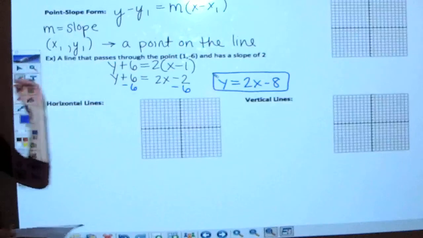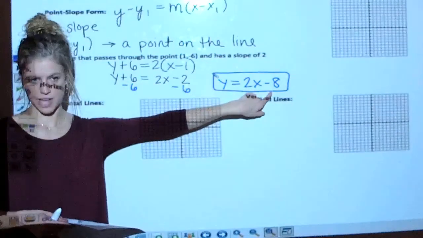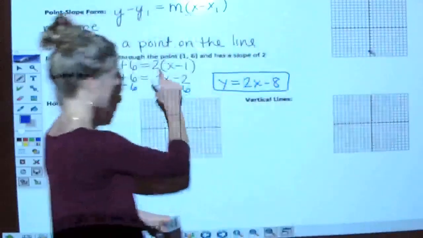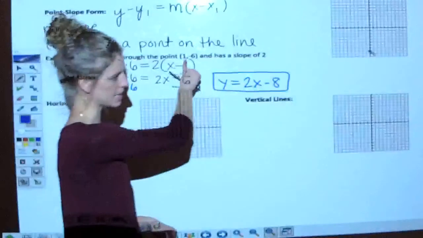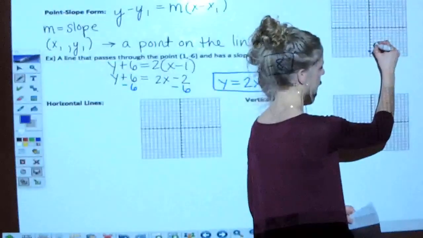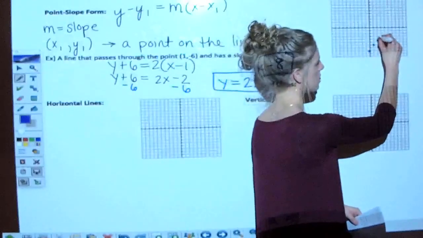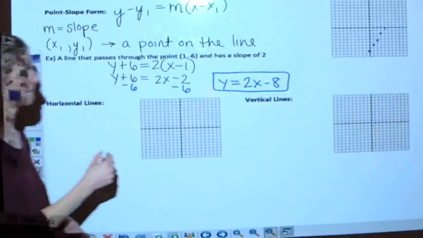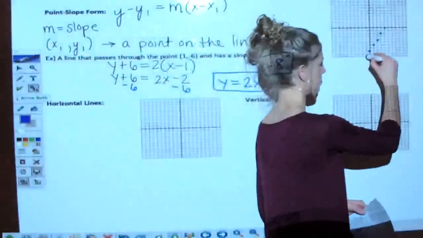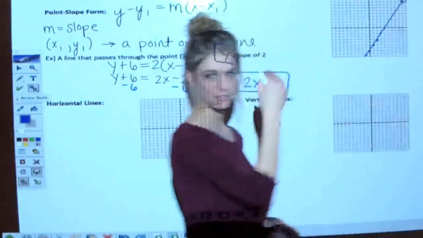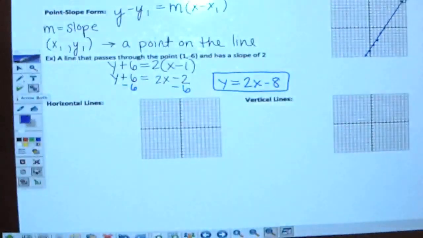Does that make sense? This one still goes through 0, negative 8. So we can put a point on 0, negative 8. It also tells us that it goes through 1, negative 6 in the problem. So I can put a point there. And I know the slope is 2, so I can go up 2 over 1. And so that is what your line will look like. And all 3 of the lines that we've drawn form the same line.